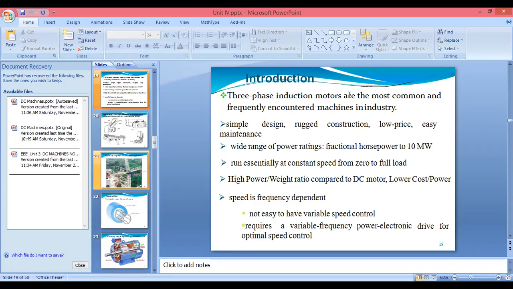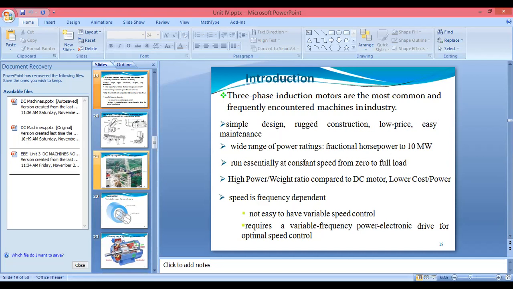If you see its construction, it is very simple. Its price is less as compared to the DC machine. It will require very low cost, and it is having easy maintenance. It has a wide range of power rating, it can give horsepower that will be higher, up to 10 megawatt, 10 into 10 raised to 3 watt.